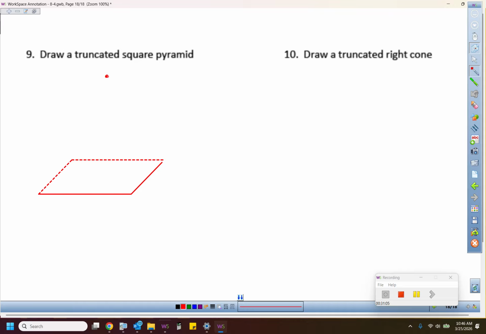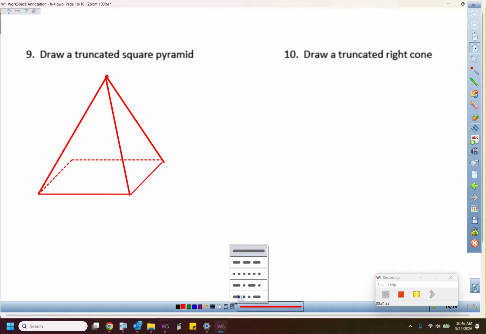So we'll go straight above the top. If it doesn't look right, let's try to make it look right. So we'll just draw the square pyramid. Let's use red to here, to here, to here, and then that back one is dashed.